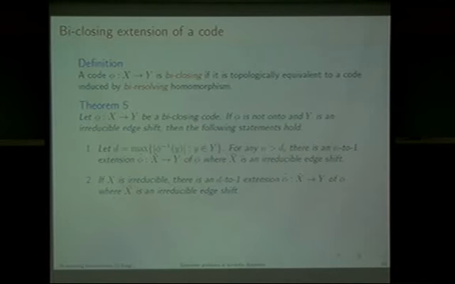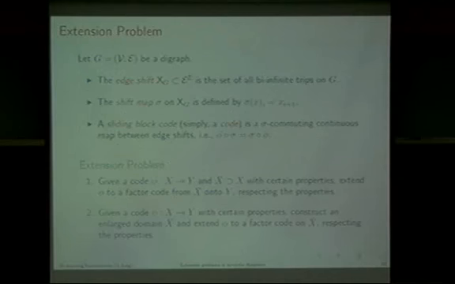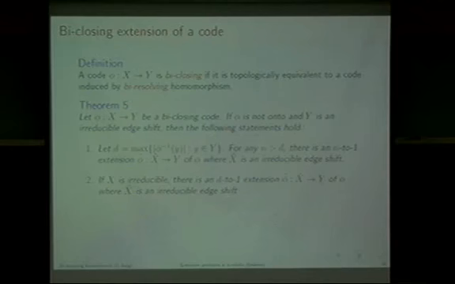This is a somewhat complicated definition, but consider the definition of sliding block code. A sliding block code is a shift commuting continuous map between edge shifts. So when a graph homomorphism is given, it naturally induces a sliding block code. So this code induced by a biresolving homomorphism is merely given by a biresolving graph homomorphism between two graphs. And since X and Y are edge shifts, a biclosing code is topologically equivalent to a code induced by a biresolving homomorphism.